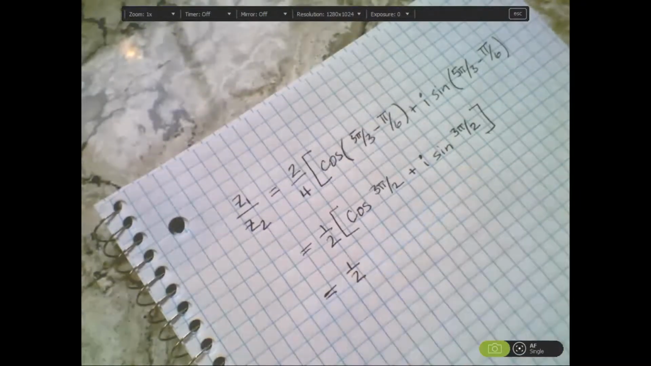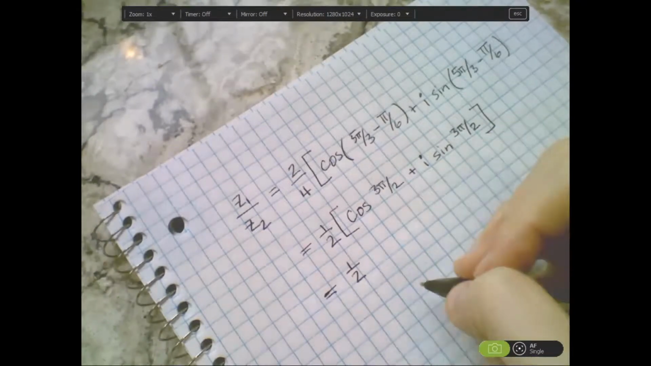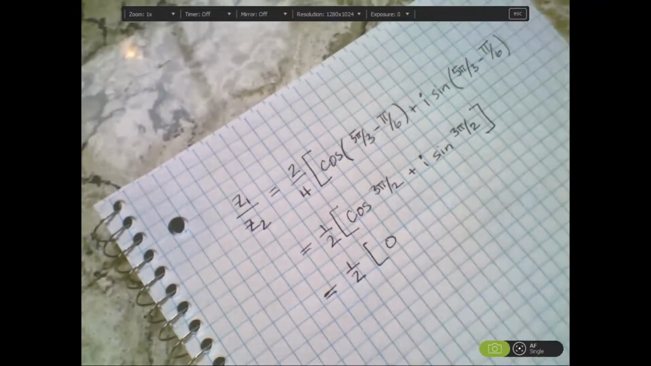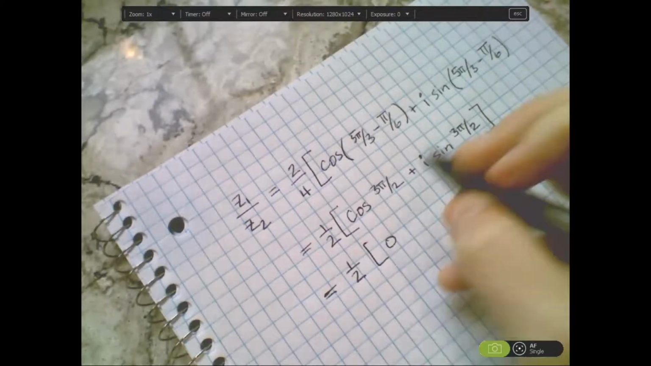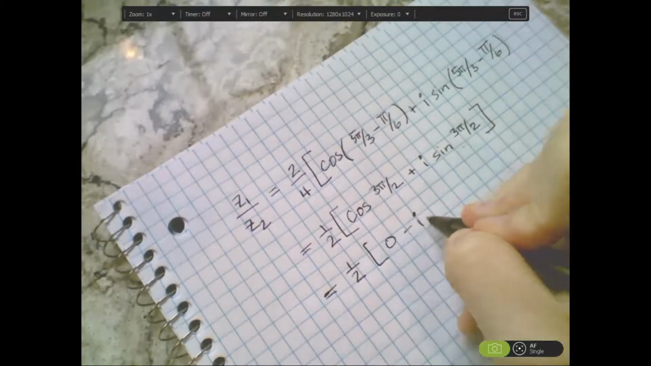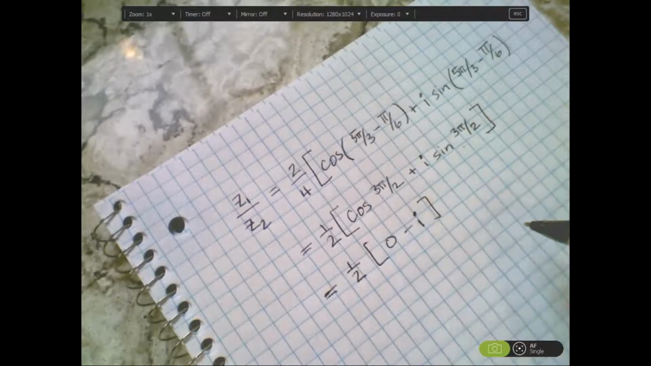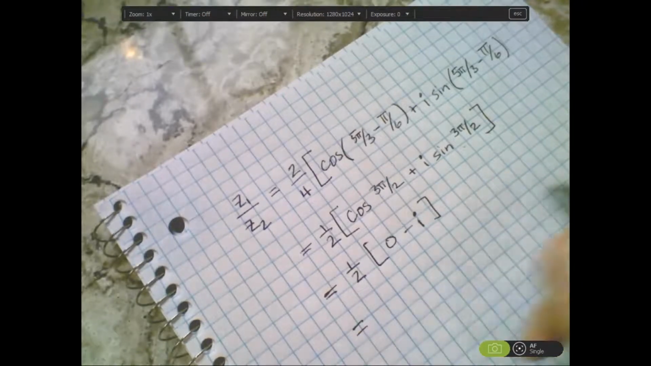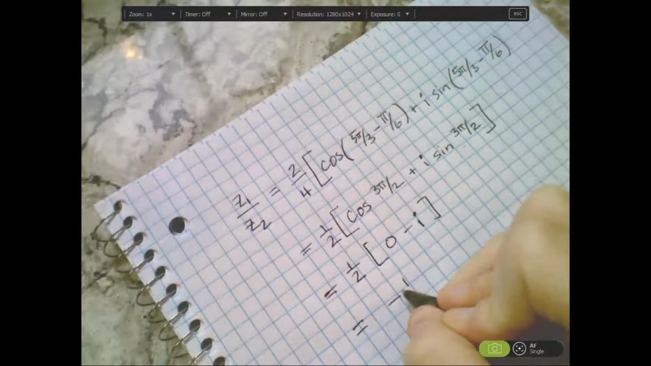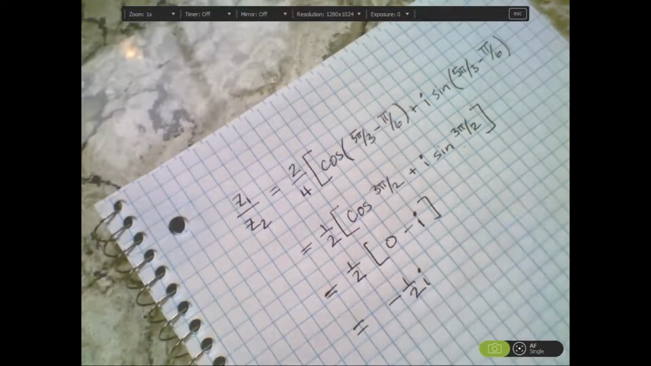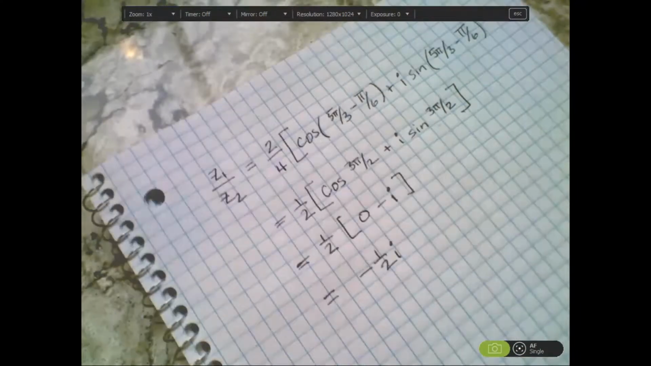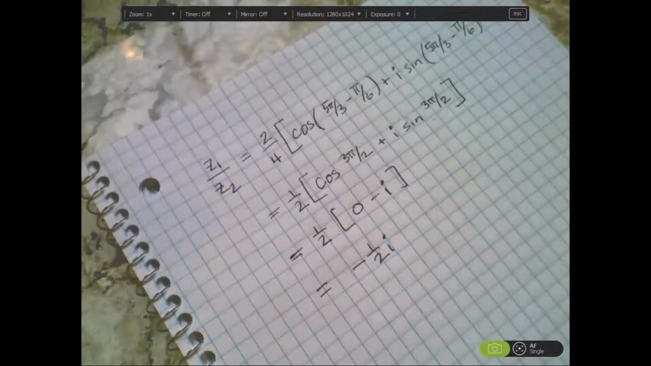So bring my 1/2. So cosine of 3 pi over 2, that's going to be 0. Sine of 3 pi over 2 is minus 1 or minus i. So then if we bring through our 1/2, we're just going to have negative 1/2 i as our final answer. All right. So that's the multiplying and the dividing if you have complex numbers that are in polar form.